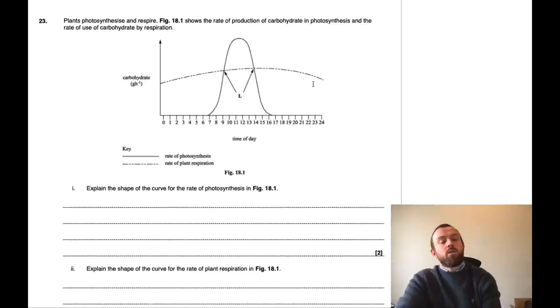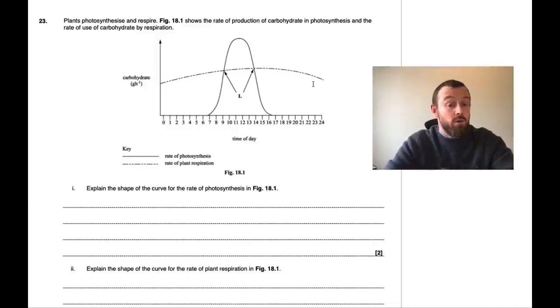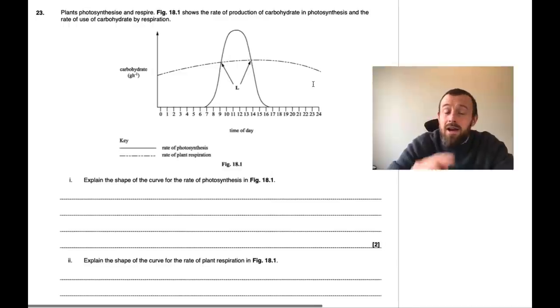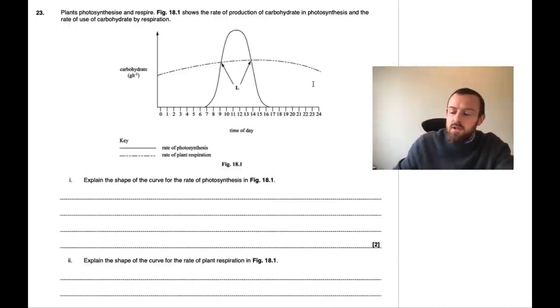So I gave you one easy question on photosynthesis, and now I gave you one harder question on photosynthesis. This is a bit more data interpretation, a bit more challenging. And actually, if you were in my class, you had done this before, so it'd be interesting to see if you remembered it. It says, explain the shape of the curve for the rate of photosynthesis.